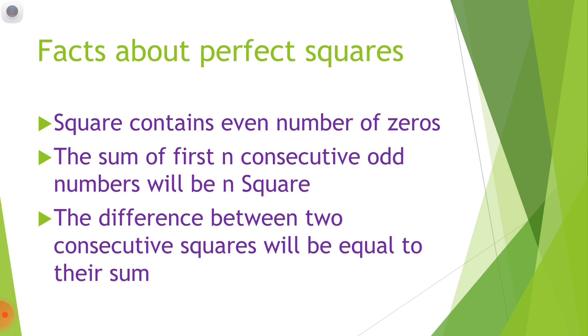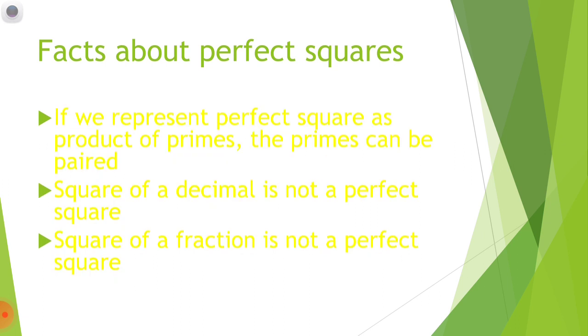Next one. If we represent a perfect square as a product of primes, the primes can be paired. Means when we do prime factorization and get the primes, the primes are paired perfectly. And by this property only we use prime factorization for finding the square root.